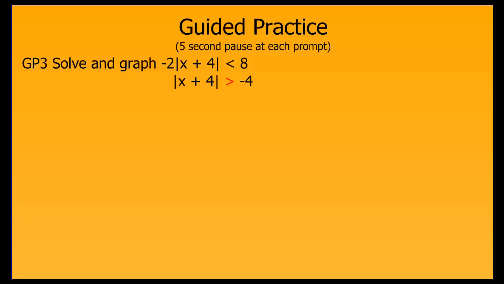We isolate the absolute value expression by dividing by negative 2. Note that we have to flip the inequality sign to greater than because we divided by a negative. Now what?